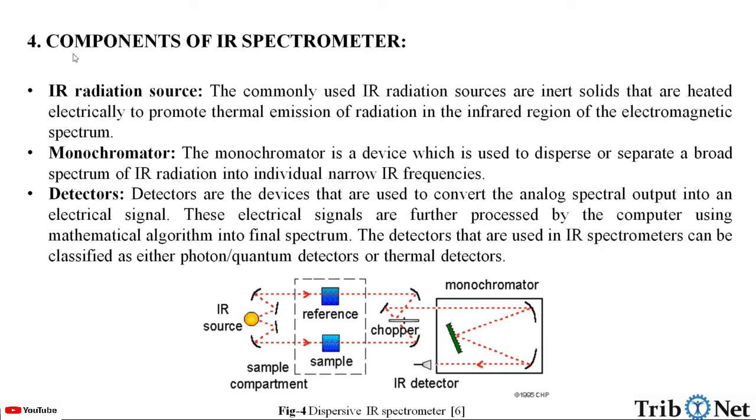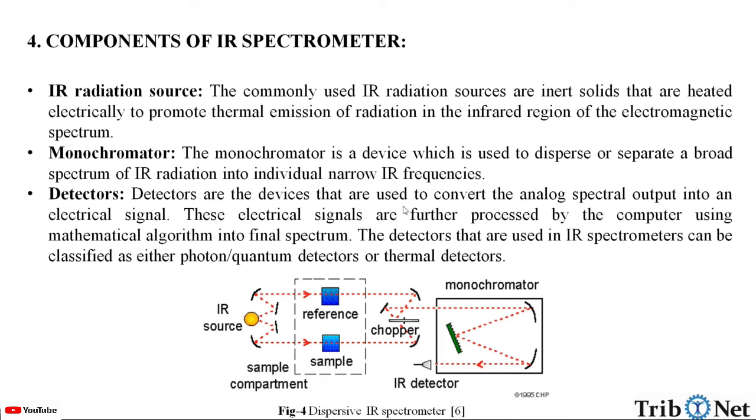What are the components which are involved in the IR spectrometer? The first one is IR radiation source. The commonly used IR radiation source are the inert solids that are heated electrically to promote the thermal emission of radiation in the infrared region of the electromagnetic spectrum. Monochromator. The monochromator is a device which is used to disperse or separate a broad spectrum of infrared radiation into individual narrow infrared frequencies. Detectors.